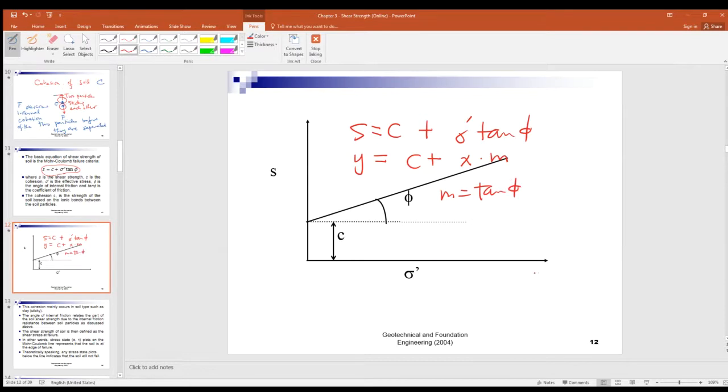And here is the x, and that's y. So y is equal to mx plus c, right? C is the cohesion, the intercept. It's a straight line equation.